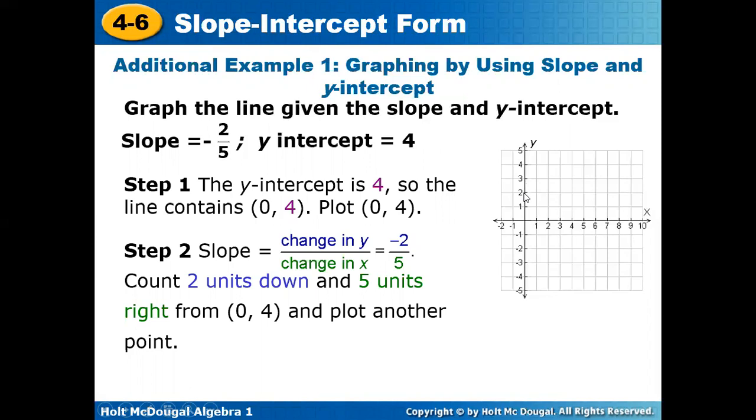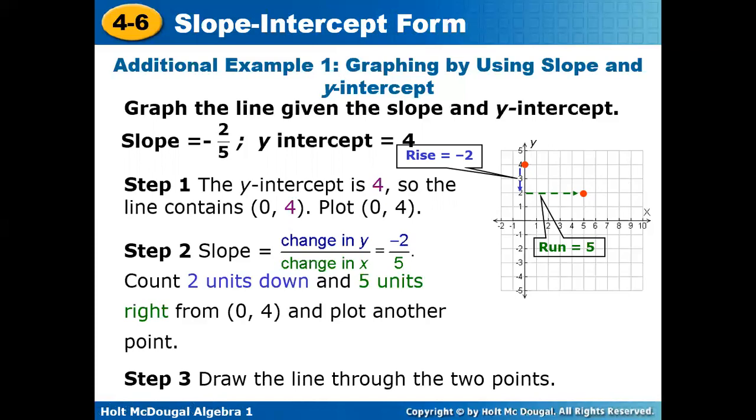And then change in x is 5, positive. So you will move from this point 5 steps. 1, 2, 3, 4, 5. And then put another point. So it will be this point first. Plot the point of the y-intercept, and 2 units down on y, -2 means go down 2, and go right 5 steps, put the second point, and this is the run. Then join or draw a line passing through the 2 points. It will be like this.